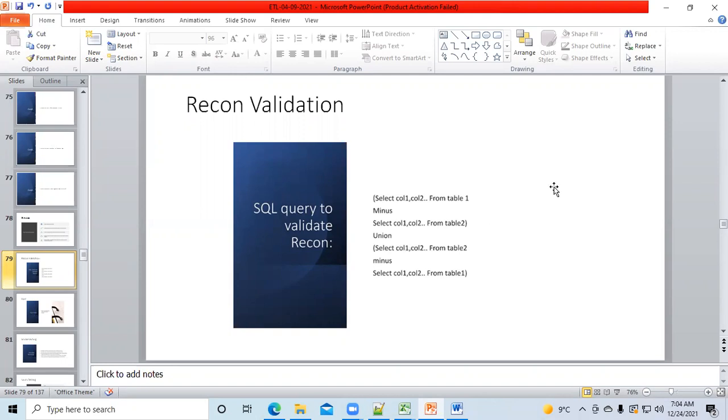So generally, whenever you're using a minus query, please make a note. You should do minus both ways: table 1 minus table 2, then table 2 minus table 1 as well, and a union. So if you're getting anything extra in table 2, junk values, or if anything is missed out in table 1, you should get both the data. That's why make it a habit whenever you're using a minus query to check whether the data has been loaded in the target table correctly or not. You should do table 1 minus table 2 union table 2 minus table 1.